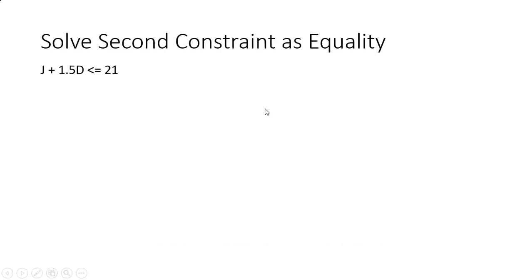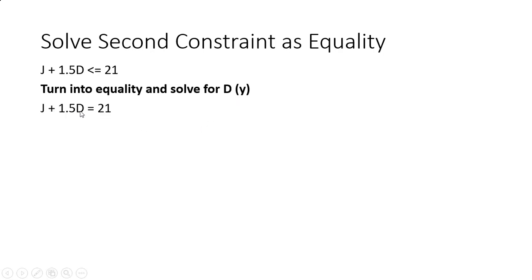Now, we have to find the line for the second constraint. Our second constraint is J plus 1.5D is less than or equal to 21. The algebra should be a little less difficult with this one. So, just like we did before, we turn it into an equality and solve for the y variable. In this case, our y variable is D. Move the j to the other side, so 1.5D equals 21 minus j. So, dividing both sides by 1.5, D equals 21 minus j, divided by 1.5.